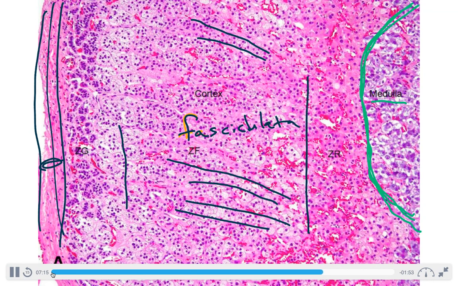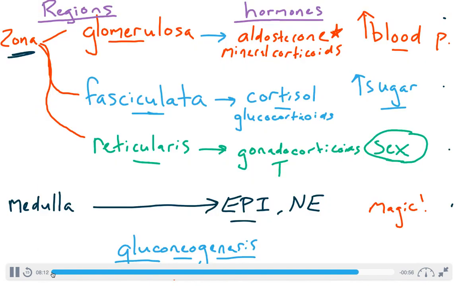And so once I identify the fasciculata, and I identify the medulla, then I place the glomerulus here. So you can see ZG, glomerulus, and then lastly, the reticularis is going to be all through here. All of the hormones that are released here fall under the class of corticosteroids. So again, you've got the mineralocorticoids, the glucocorticoids, and the gonadocorticoids.